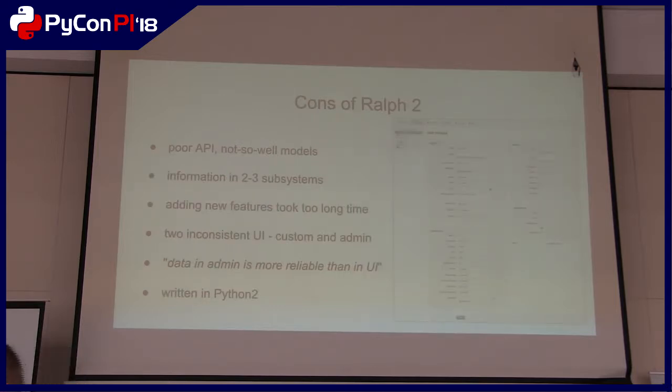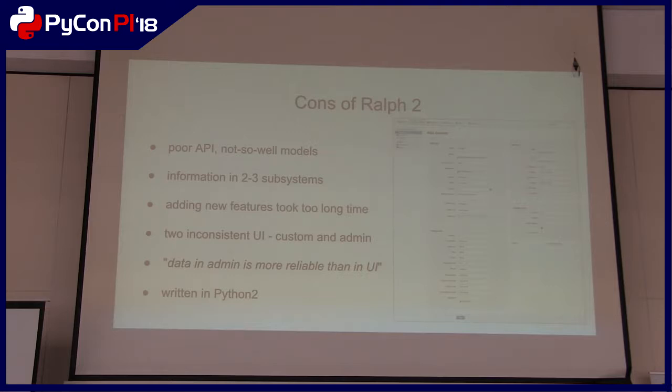So, what were the disadvantages of the second version of Ralph? It had a poor API and not so good models. The whole information was separated into 2, even 3 systems, and there was only a tiny connection between objects in those systems, and it was really hard to keep this information up to date in every place.